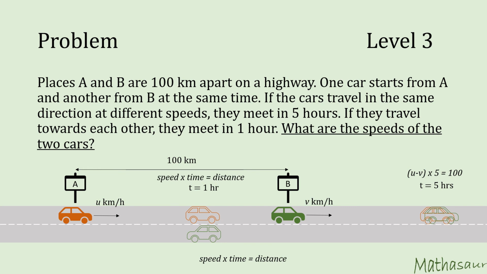In the second case, when they are moving towards each other, again they are trying to cover 100 kilometers. But this time, the speed is going to add up. Note that they are going to meet sooner. So the speed is going to be more. So we are going to add the two speeds. We are going to say u plus v.